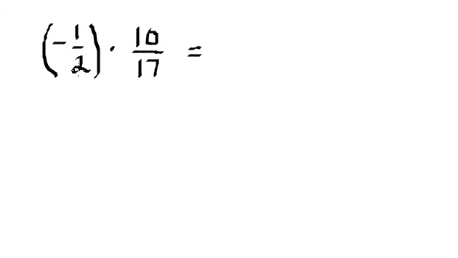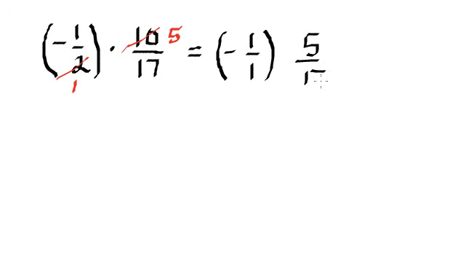Alright, let's simplify this first. We know that 2 goes into 10 five times, and 2 goes into itself 1 time. So now I'm going to rewrite this. This becomes negative 1 over 1, and this becomes 5 over 17. Now, 1 over 1 is just 1. So this is just a negative 1 times 5 over 17.